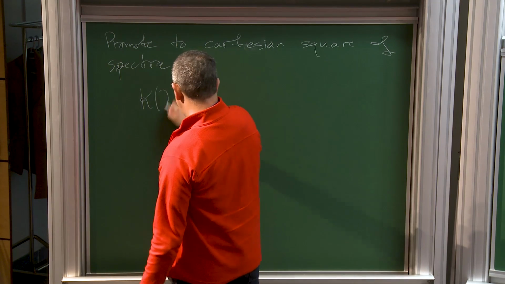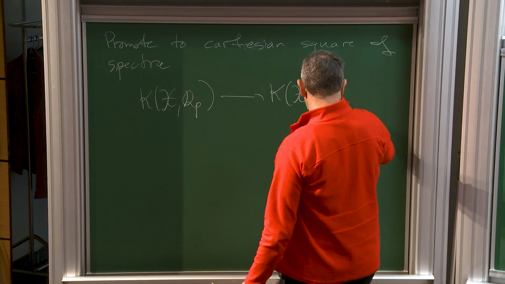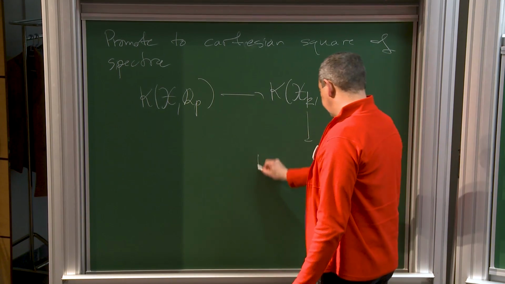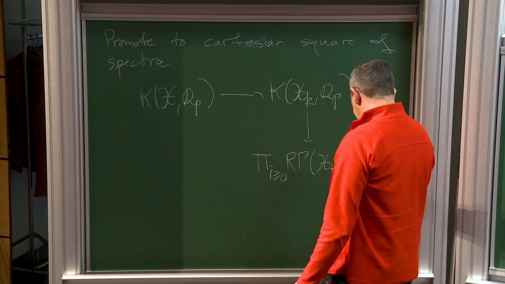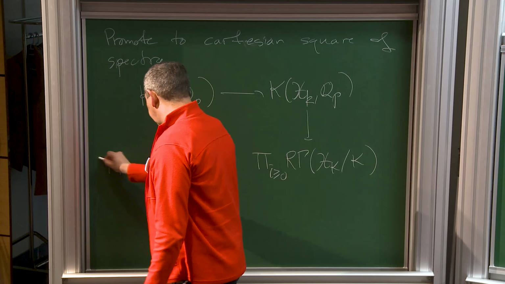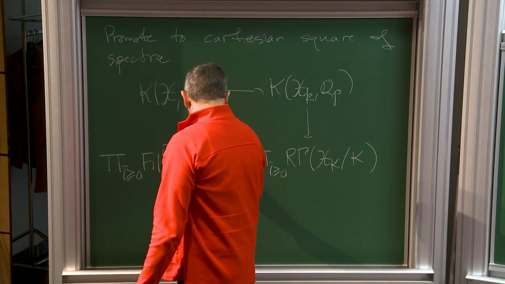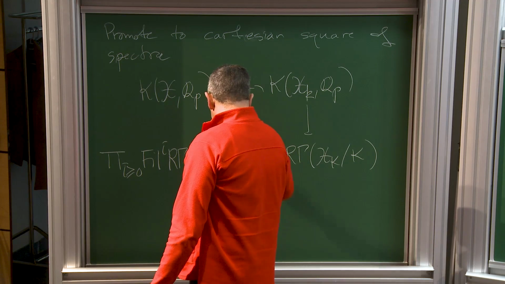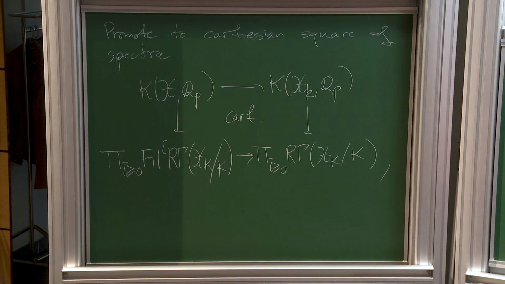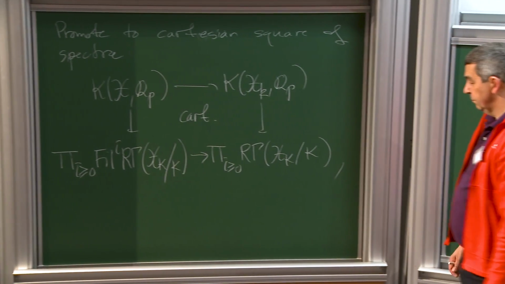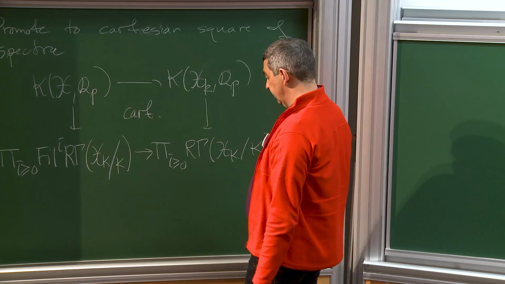So here we have the K-theory, and here we have the de Rham homology. And here we have this piece of the Hodge filtration of the de Rham homology. Okay.